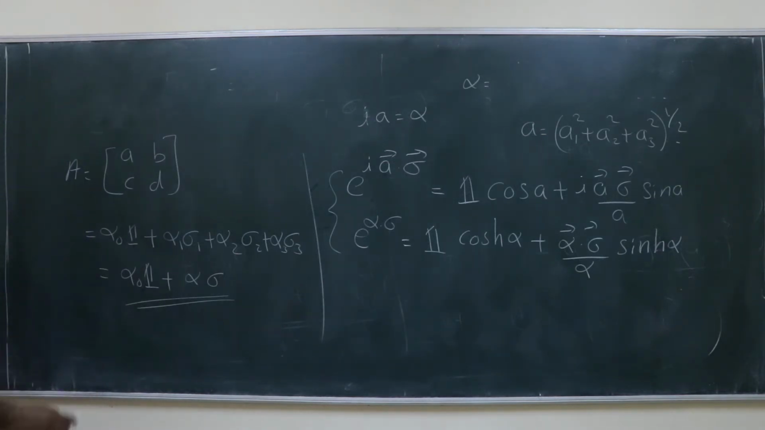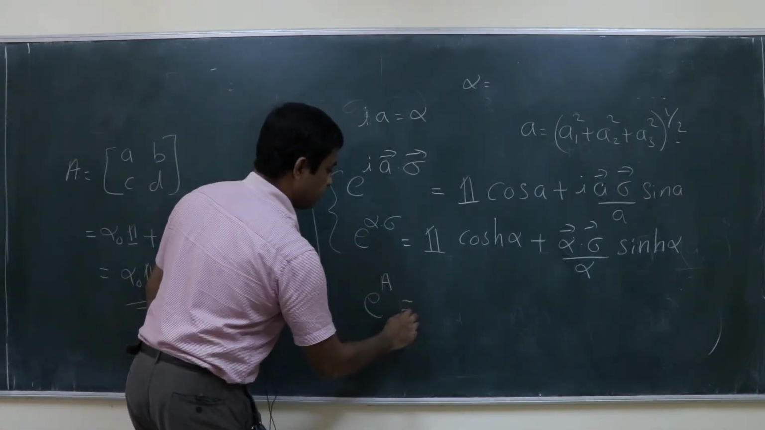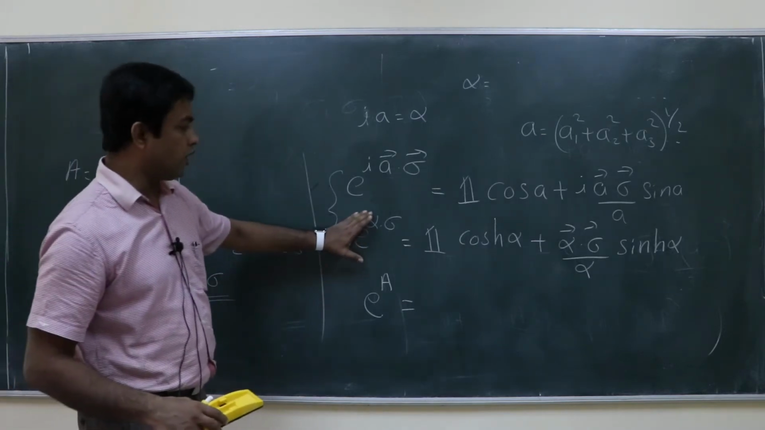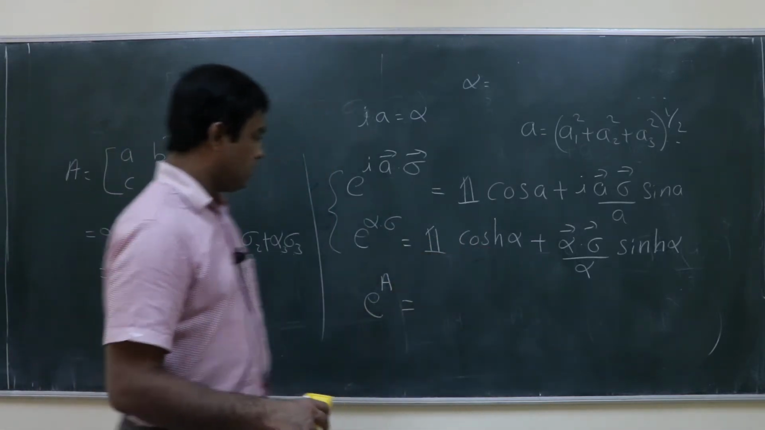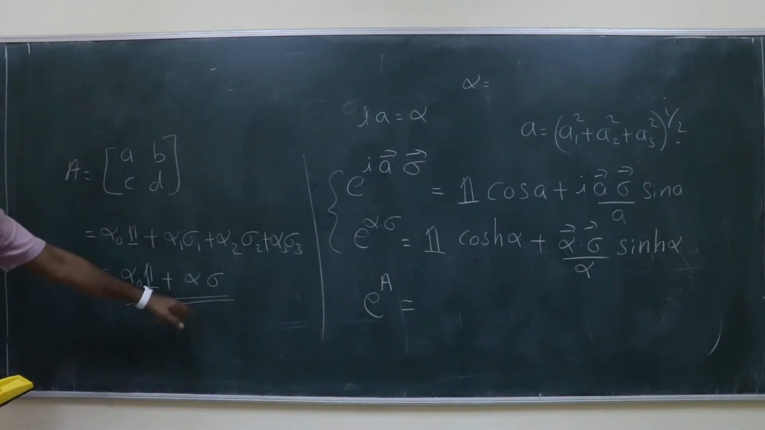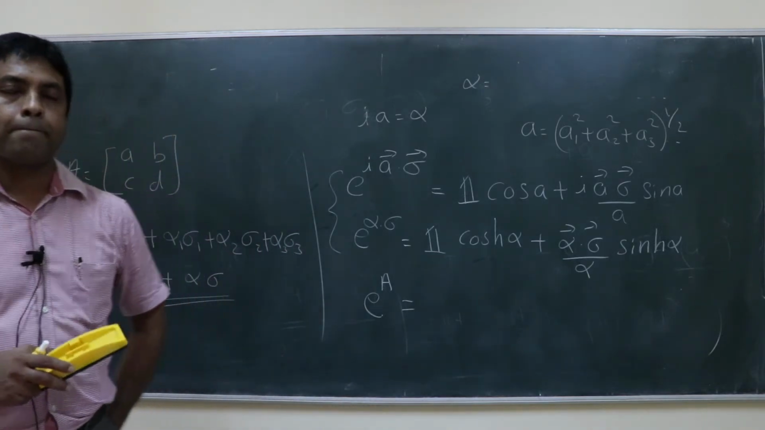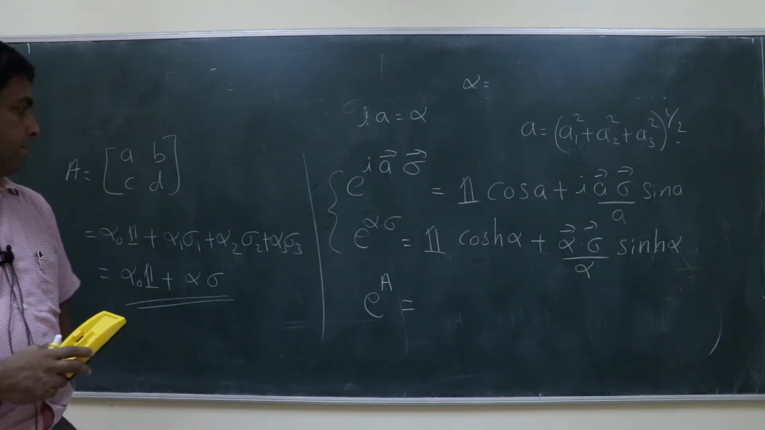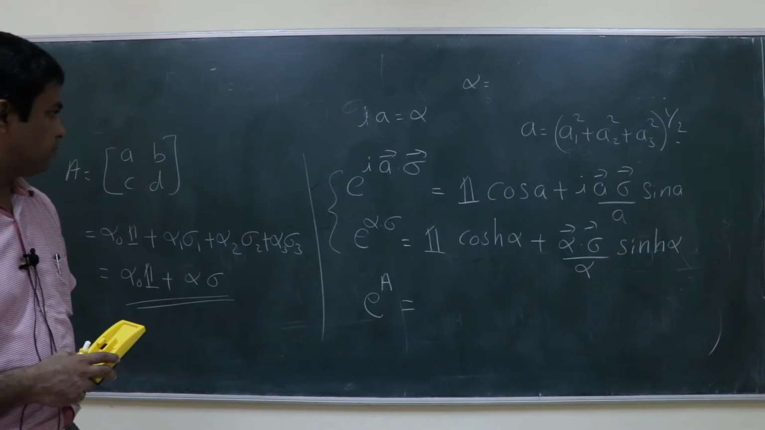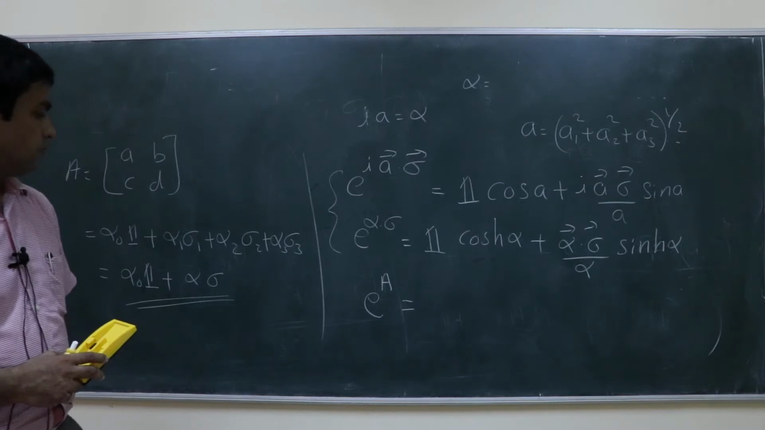So for any general 2 by 2 matrix, what will be the answer? Because e power alpha dot sigma is equal to this, then what is e power a, where a is equal to alpha 0 I plus alpha dot sigma? Can anybody give me the answer?